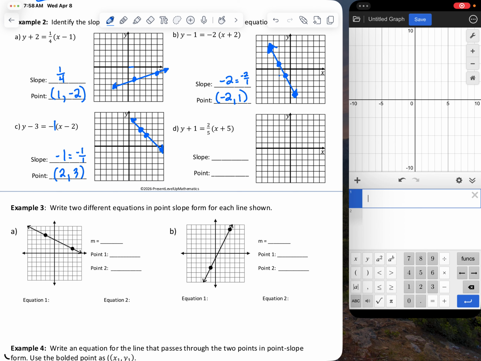All right, pause the video and try problem D on your own. All right, welcome back. The slope for this line was 2/5. The point was negative 5, negative 1. So 1, 2, 3, 4, 5, negative 1. And then I want to go up 2 and right 5. So it should look something like that.